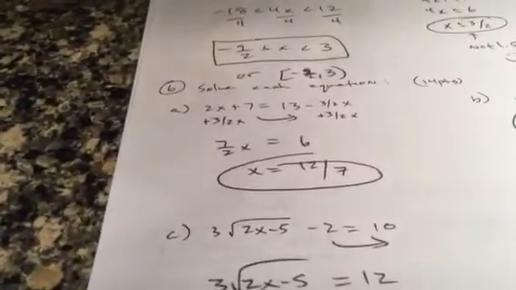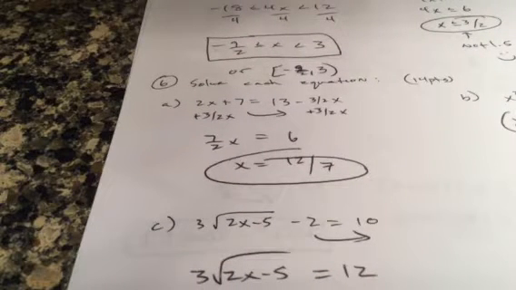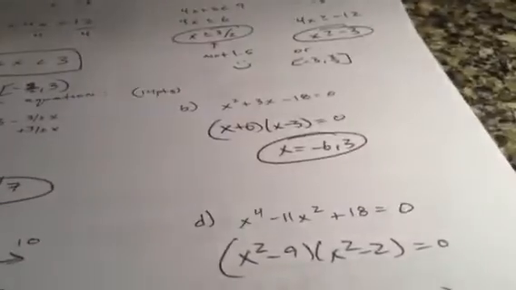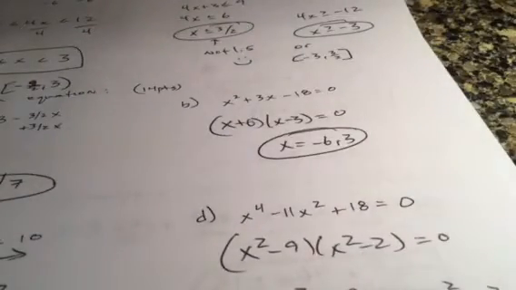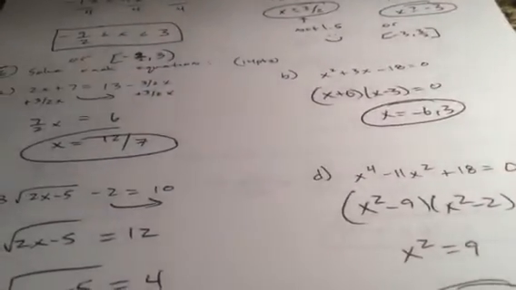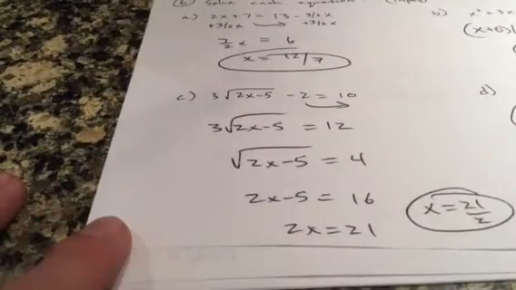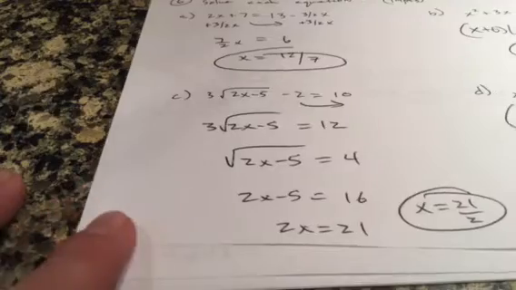Anyway, folks, here we talked about 6a in class. Just move the x's over to the left, numbers to the right. Piece of cake, factor, your 2 zeros are negative 6, positive 3. Move the 2 over, divide by 3, square both sides. Add 5, divide by 2.